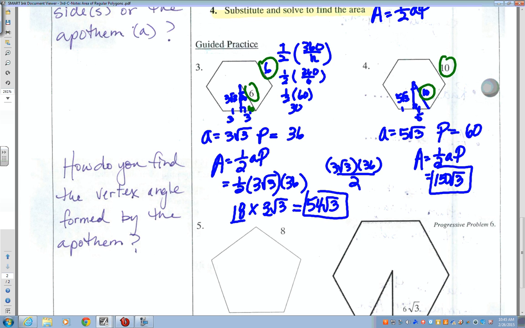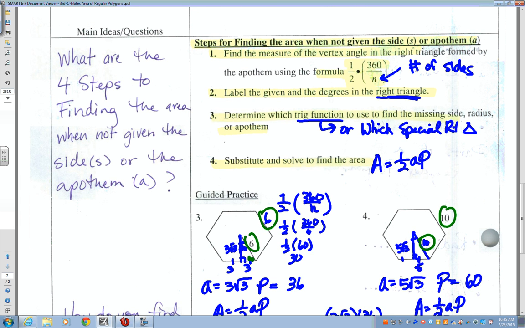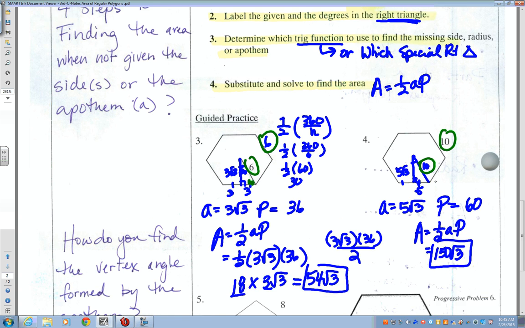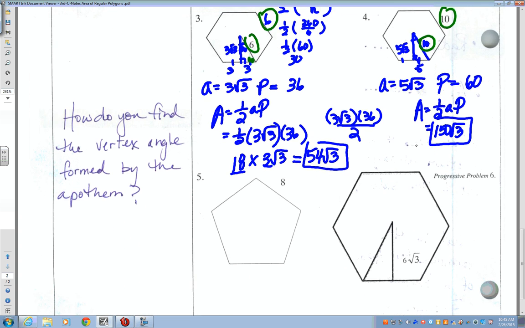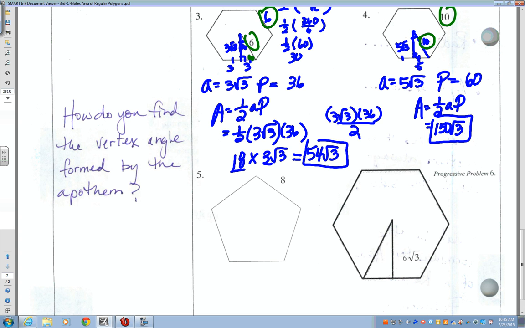We looked at our steps, these 4 steps to use to find the area of a regular polygon. First, you have to use the formula 1/2 times 360 divided by n to find your vertex angle. You need to draw your right triangle, then use trig or special rights to determine the apothem or the side. So we did the hexagons yesterday, okay? Notice that in here we have to draw the right triangle for each of them.